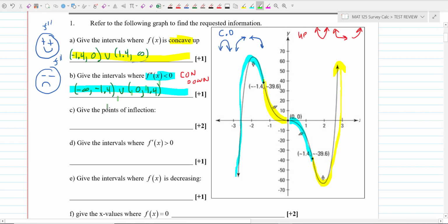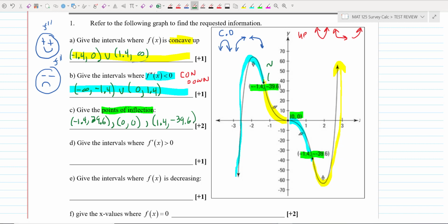Now the points of inflection are going to be all of the places where the concavity changed. So I'm going to highlight these three points of inflection. That would be where the concavity changes. If I'm asking for a point of inflection, then I want an actual point on the graph. So we'll say negative 1.4, 39.6. These little symbols there are approximate symbols. And then we have 0, 0 as another point of inflection. And then 1.4 and negative 39.6 is a third point of inflection.